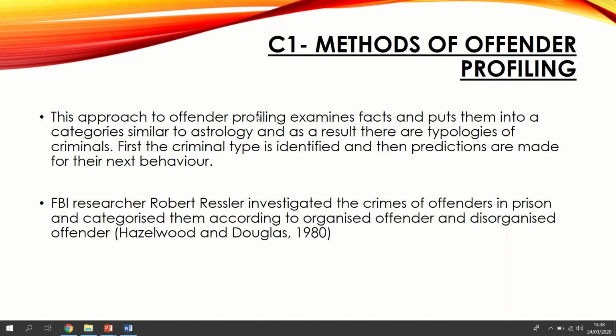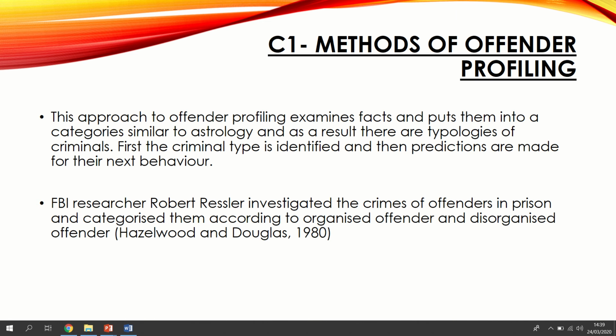Okay, so those are the five stages that you have to go through with the process of offender profiling. Once you know what the stages are, the five steps of offender profiling, you've got to know about the two different types of offender profiling. There's one type that the UK uses, and there's a type that the USA uses.